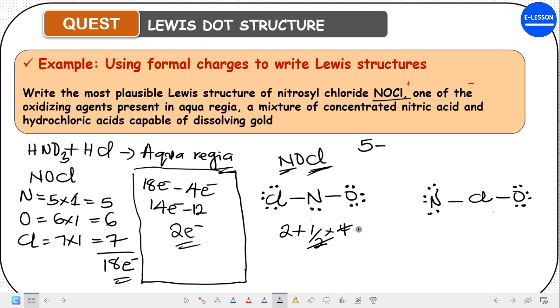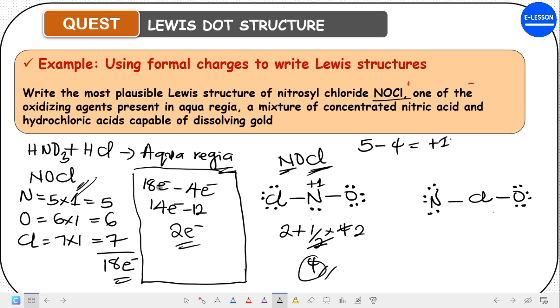This multiplied by this is what? 2. 2 plus 2 is how many? 4. So this is 4. 5 minus 4 is what? 1. So it means that in this structure like this, nitrogen is plus 1. But our structure given to us does not have any charge.